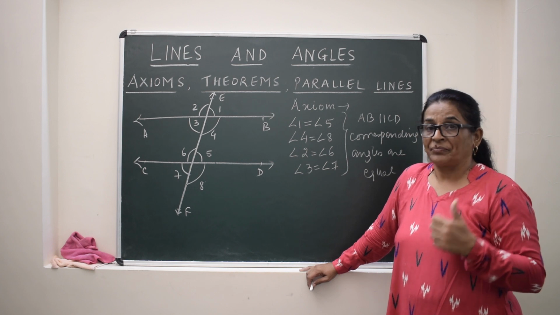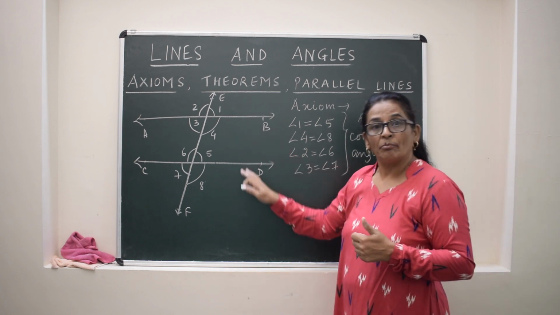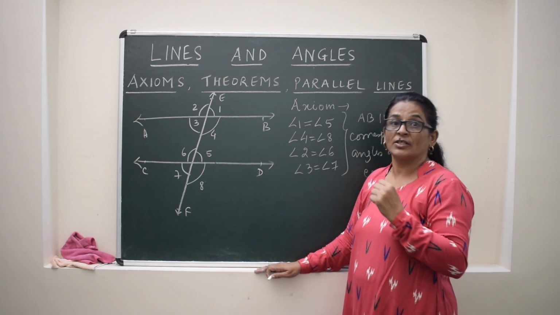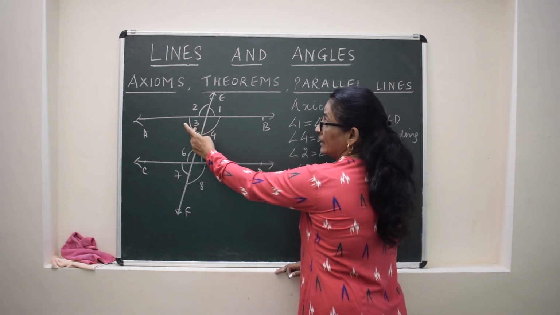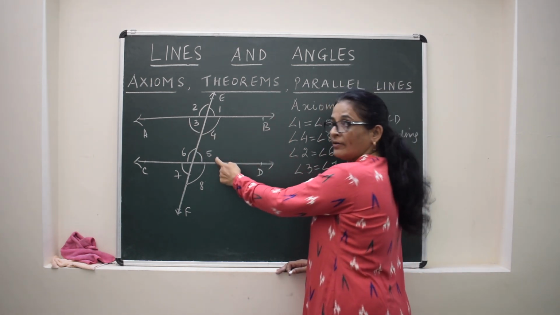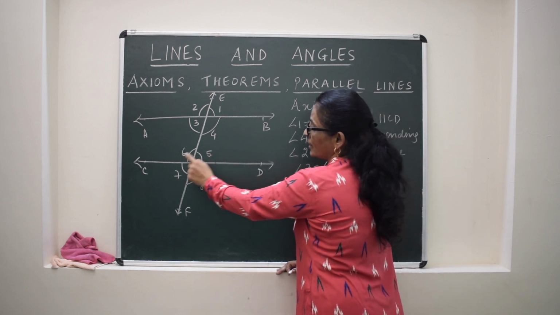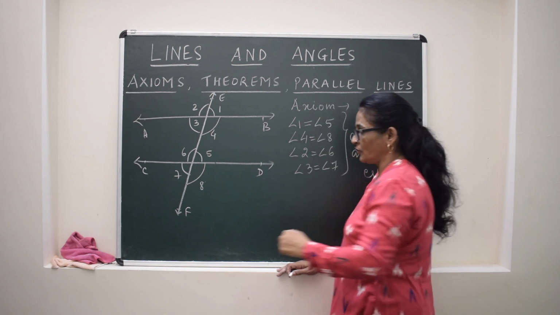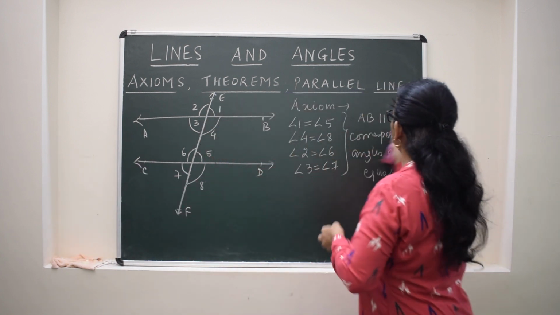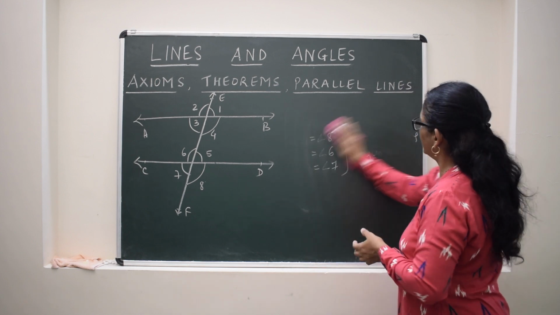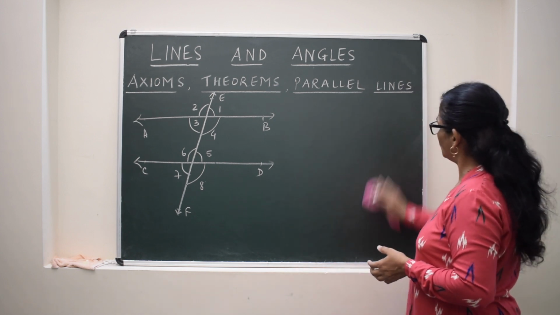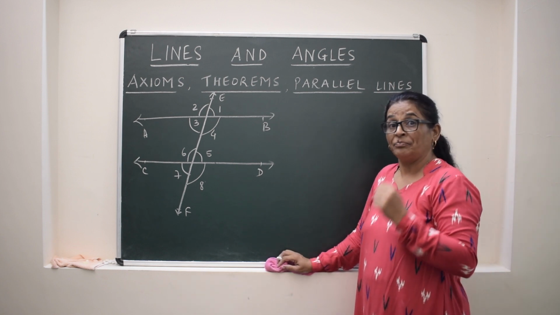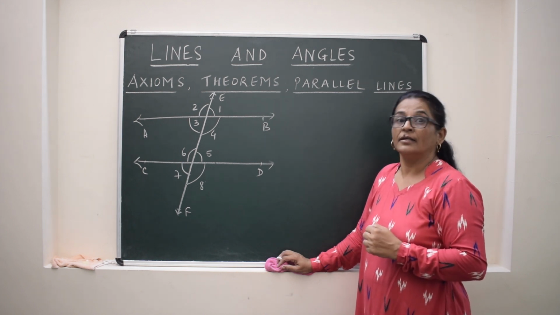So the first theorem says that when the lines are parallel, then the alternate angles are equal. So first we will see which are the alternate angles. Alternate angles, interior alternate angles, angle 3 and angle 5, first set. Second pair is angle 4 and angle 6. So we will prove by the known facts. The theorem says, when the two lines are parallel and a transversal intersects them, then the alternate interior angles are equal.